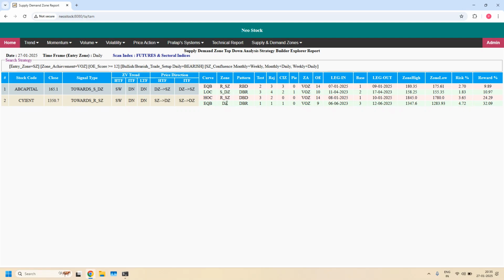And both these stocks, these daily supply zones are part of the weekly, both together part of the monthly supply zone. And the trend is sideways, no need to look for EMA, because EMA confluence won't give any extra advantage. So this is the bearish trade setup for monthly income trade.